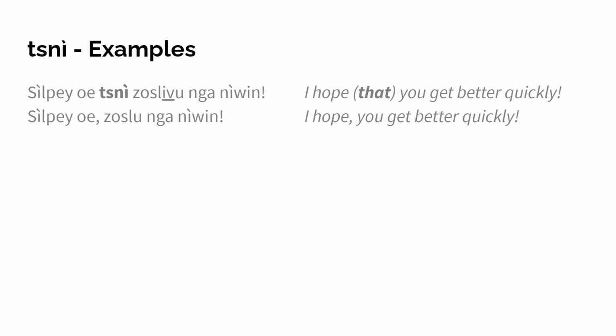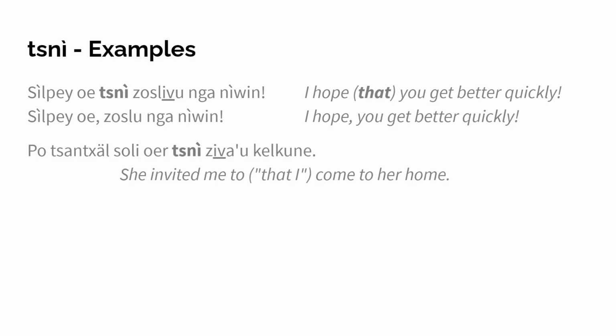So with silpay, we can also use it at the beginning of the sentence without any tsnì. And then the following clause does not seem to get the eve, because in the example we have, there is no eve infix in that one. Another example with a verb that requires eve in the clause after tsnì. Po el soli wera. She invited me, tsnì, siva'u kelkune, to come to her home, or literally that I come to her home.